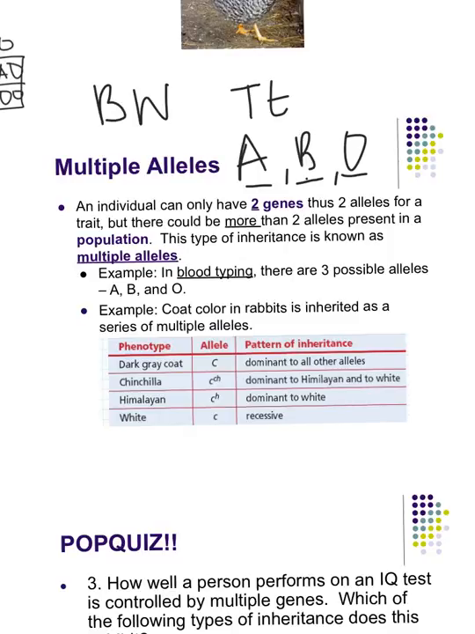Down here in the example below, it's talking about chinchilla fur color. Oh, it's rabbits. Talking about rabbit fur color, they can either be dark gray, chinchilla color, Himalayan, or white. So there are 4 alleles for that trait that the rabbits could get for their fur color.